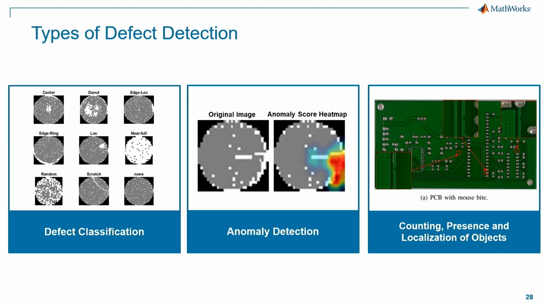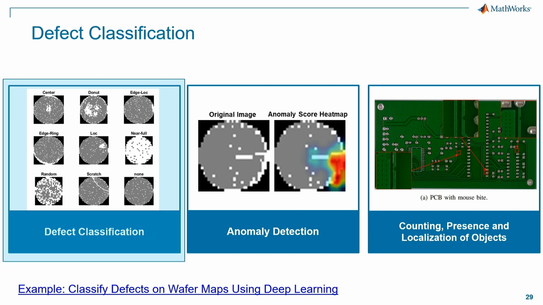There are three types of defect detection I'm talking about: classification, anomaly detection, and counting, presence, and localization of objects. Those are three types of problems. We are going to talk about them one by one. So let's start with this example talking about classification.